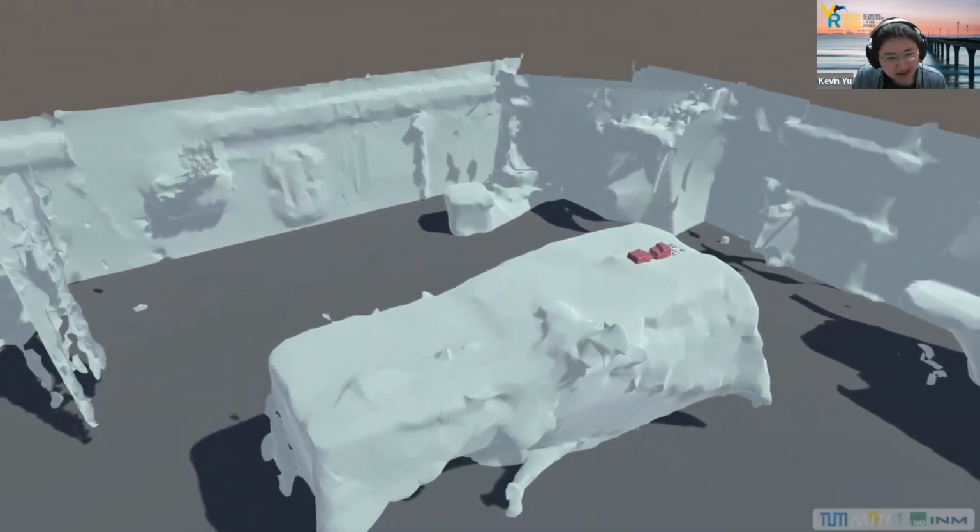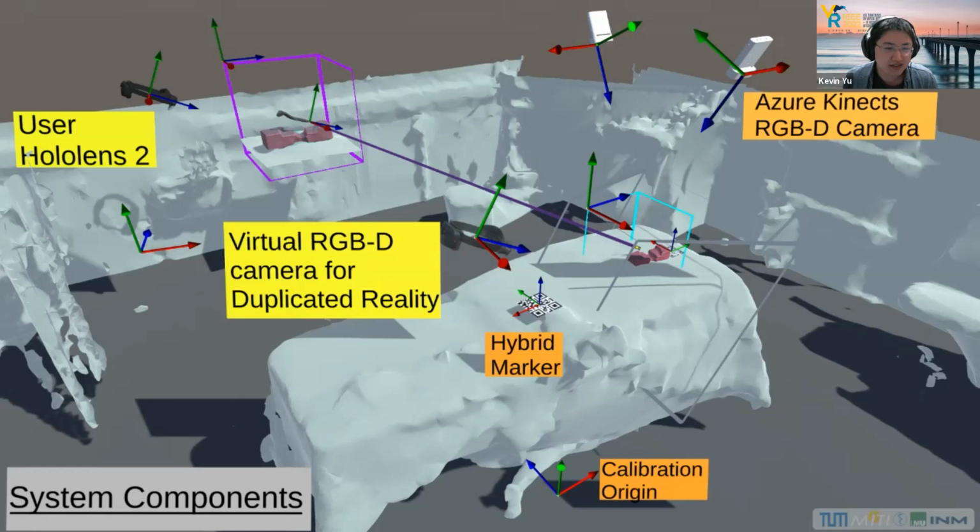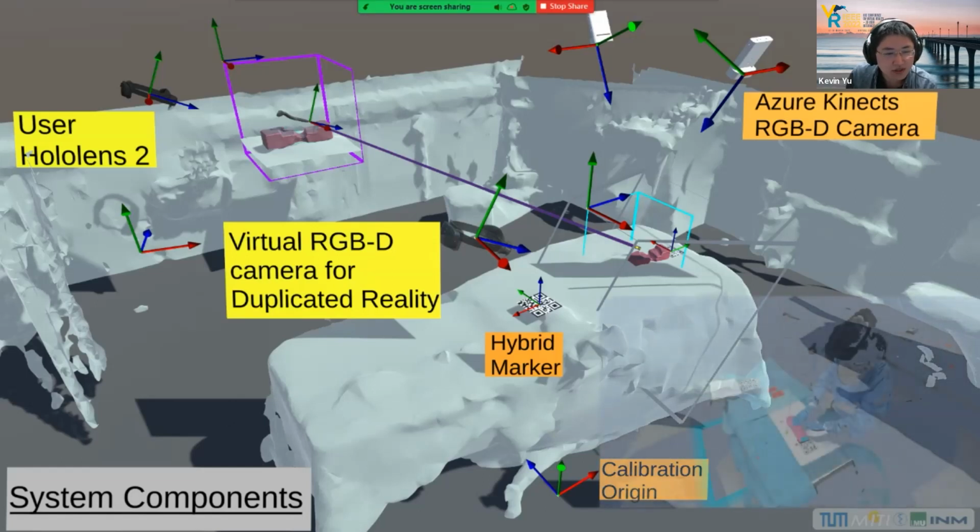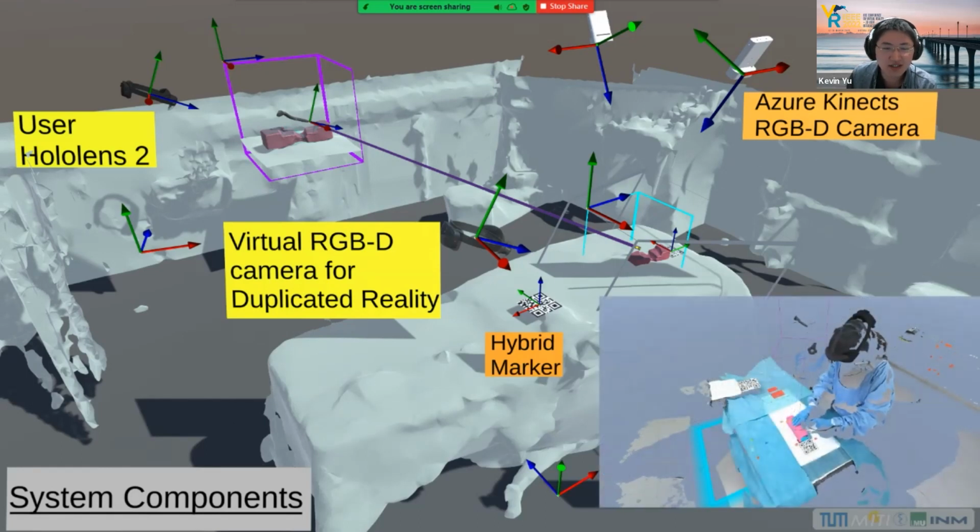Now to the technical part. These are the components and spatial transformations. We use a HoloLens 2 for showing augmented reality content and Azure Connect to acquire the 3D information of a real-world environment. All components are calibrated into a common origin. The point cloud of the Azure Connect are triangulated in real time and used for generating the content of a duplicated reality. Please refer to the paper for more details.